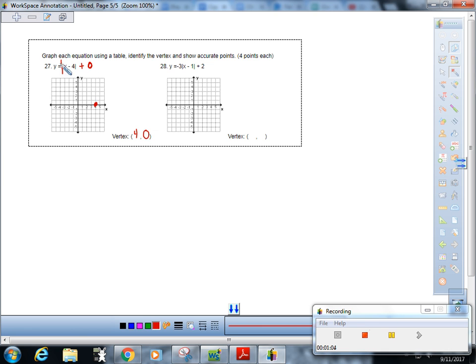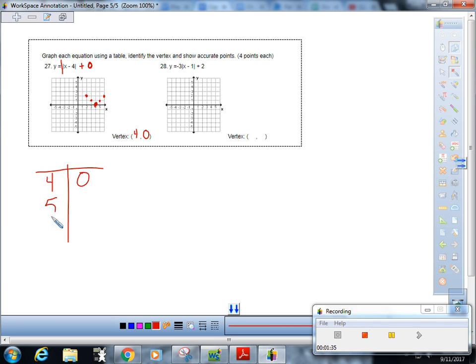Since the number out in front of the parentheses is positive, this is going to open upwards and have a slope of 1. So our V is going to look like that. Now, I'll make a T-chart to just check. I think when we put in a 4, we should get a 0. And we do.